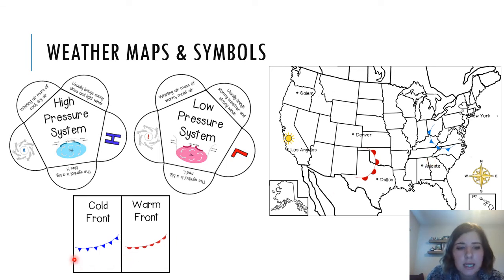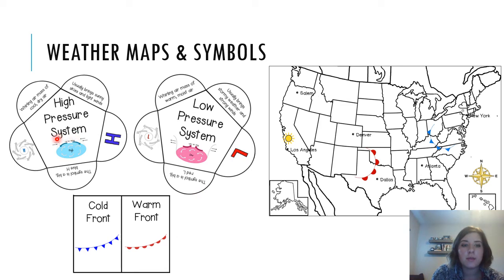So if you see the blue with the pointy little flags, this is showing a cold front. We can see a cold front is moving through here, like from West Virginia towards Atlanta. A warm front is going to be red and have these curved little flags. And so we can see that a warm front is moving from the panhandle towards the coast or towards Louisiana. So we've got warm and cold fronts.